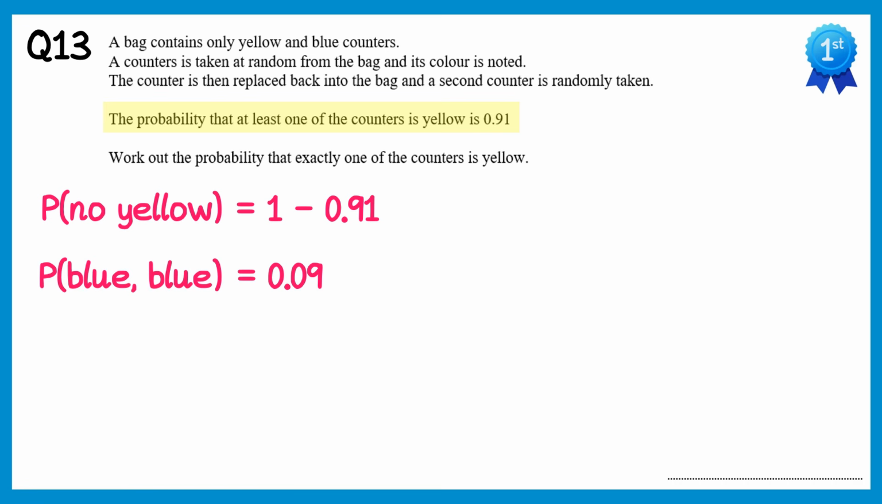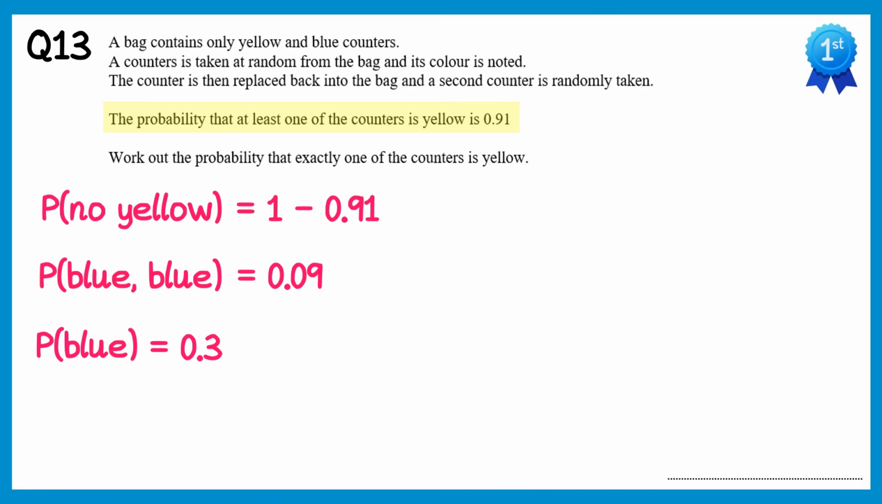Now this means the probability of selecting a blue first and the probability of selecting a blue second. Now each of the individual probabilities for selecting a blue counter will be the same each time since the counter is returned to the bag. This means we can just square root 0.09 and find the probability of a blue is 0.3. If you find it easier to understand, 0.3 times 0.3 is 0.09.